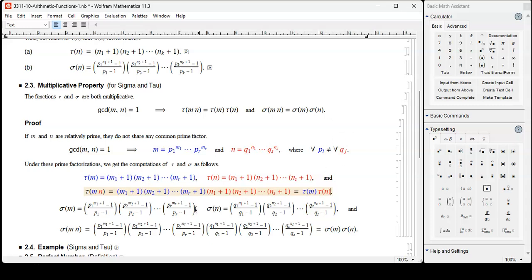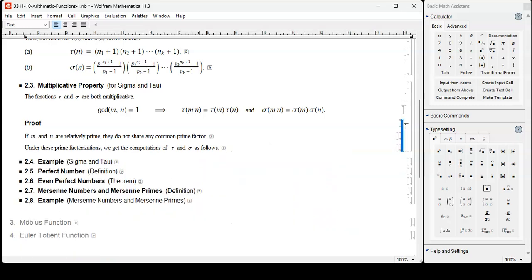And exactly the same idea for sigmas. This formula here, that formula again there, and then multiply all the blues, and then all the red. We have the multiplicative property. So a lot of dot dot dots, but otherwise simple.